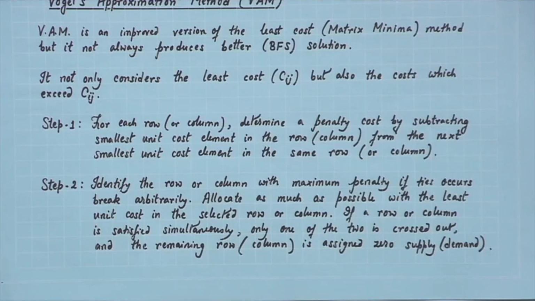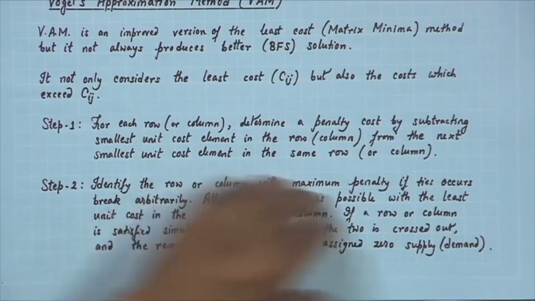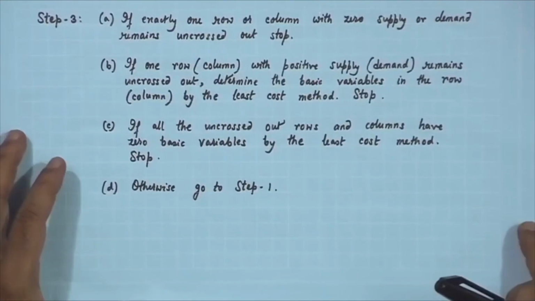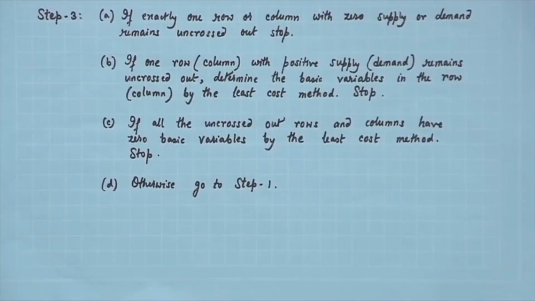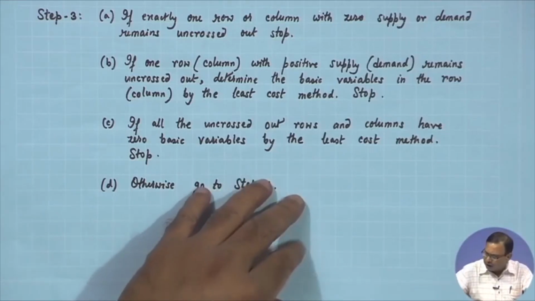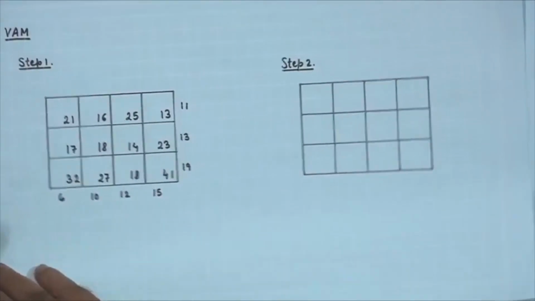If a row or column is satisfied simultaneously, only either the row or the column should be crossed out, not both, and the remaining row or corresponding column is assigned 0 supply or demand. This process is repeated until all crossed rows and columns have basic variables. So, let us explain it with an example.